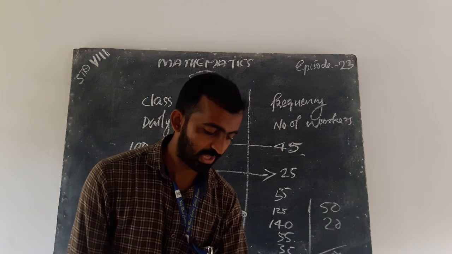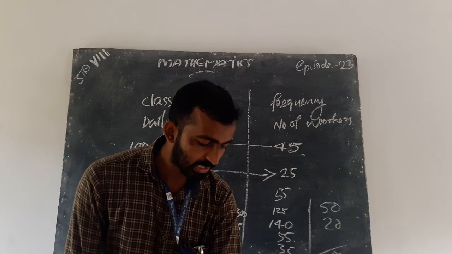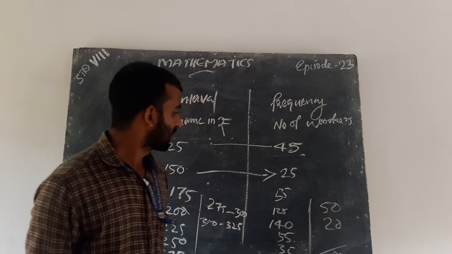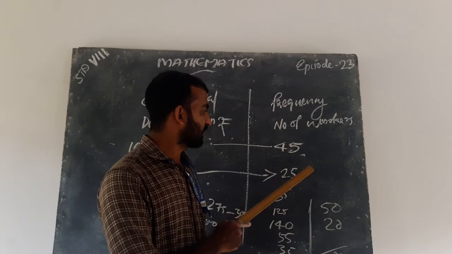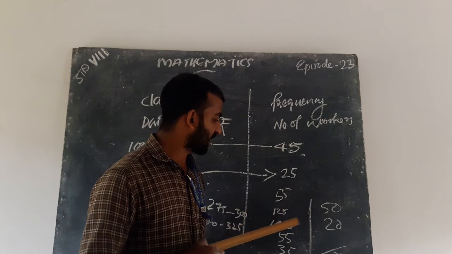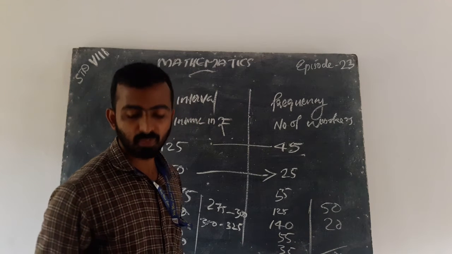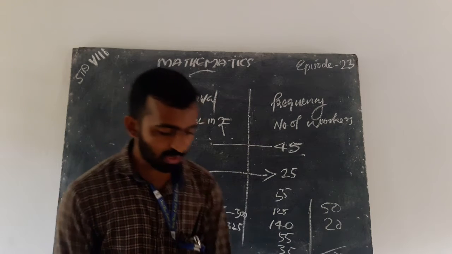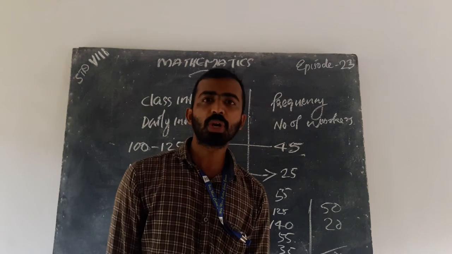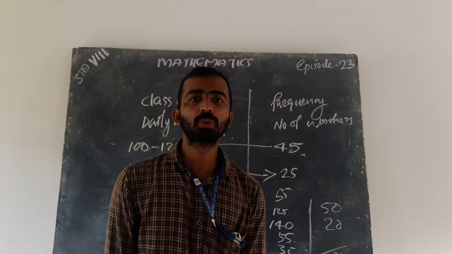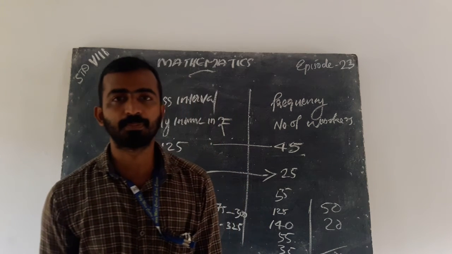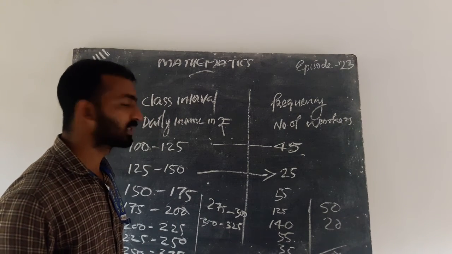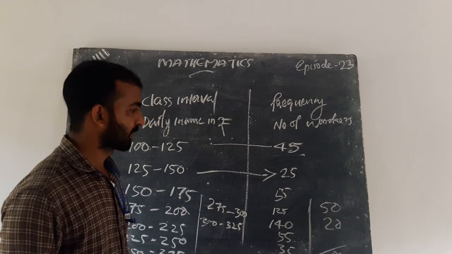Answer is 25. And next is, which class has the highest frequency? Here we have 45, 25, 55, 125, 140. That is 140. 140 is representing 200 to 225. That is the class. Is it? Yes.